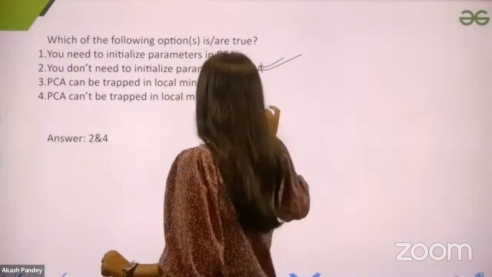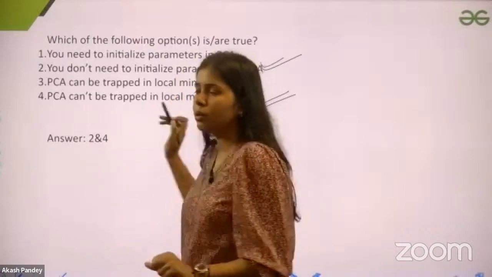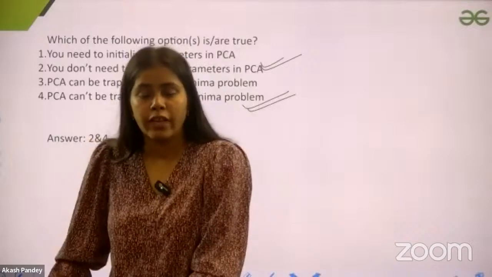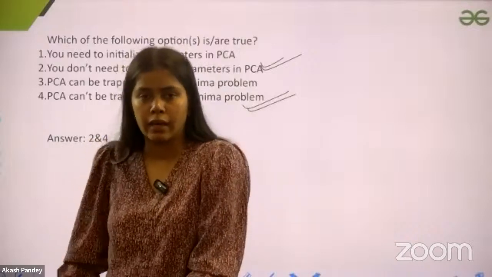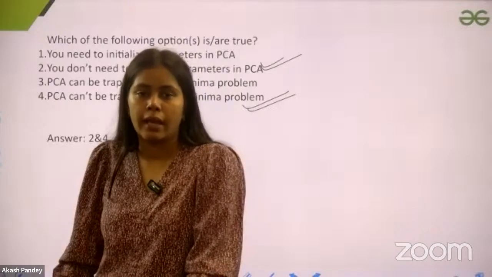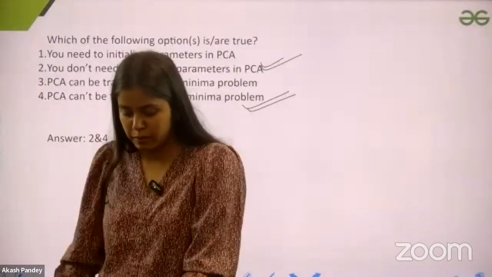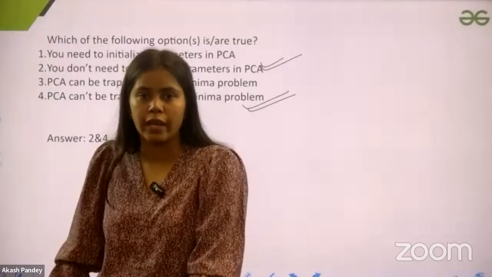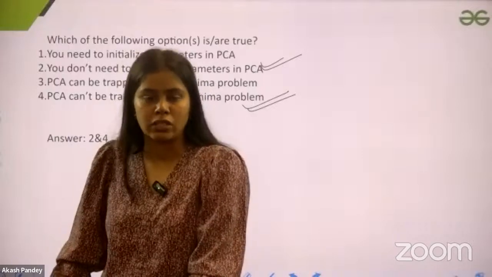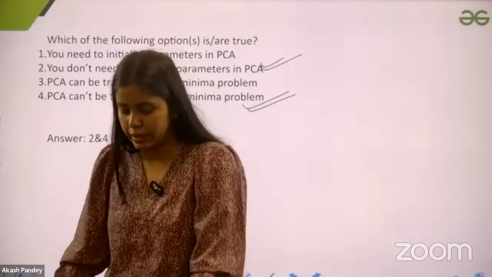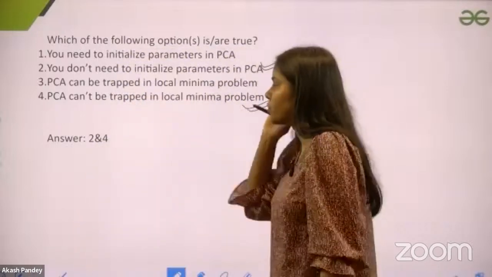And also, PCA can't be trapped in local minima because we are not finding maxima and minima in this problem, right? Where have we done that? When we are testing our data and capturing how much loss value we have, and we are going to minimize that loss. But here we just have to reduce the dimensionality, right? So here the second and fourth options are true.